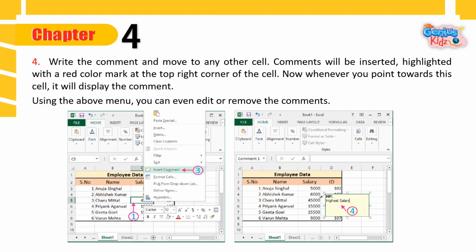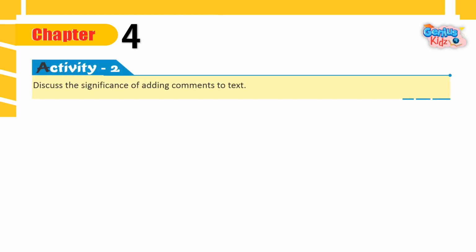Comments will be inserted, highlighted with a red color mark at the top right corner of the cell. Now whenever you point towards this cell, it will display the comment. Using the above menu, you can even edit or remove the comments. Activity 2. Discuss the significance of adding comments to text.